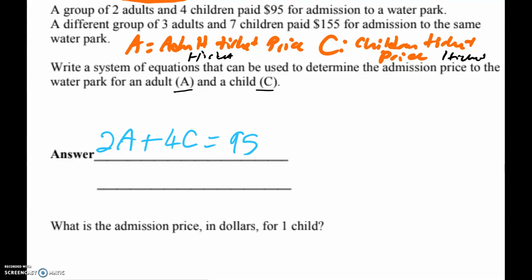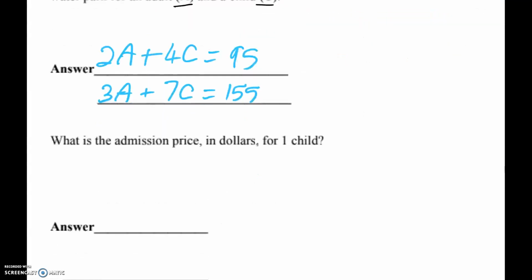And the second equation is this: for 3 adults, you are going to pay 3A, and then 7 children, 7C. $155 is the sum. What is the admission price in dollars for one child? You are looking for C. I need to eliminate A values. Why don't we multiply the first equation by 3 to create 6A? If you multiply the second equation by -2, you can create -6A. And I can eliminate A's and solve for C.